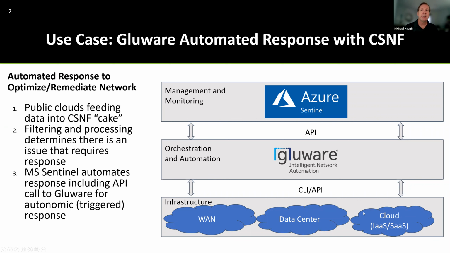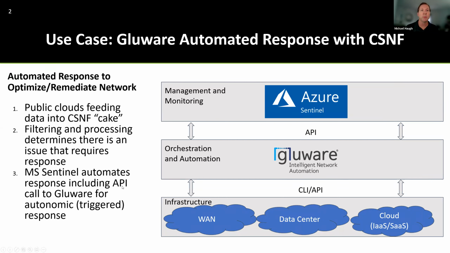So in this use case, as part of CSNF, the cloud instances are pushing data up into the so-called CSNF birthday cake, right? And that information is being filtered and processed to determine if there's a security issue or not. So something in that message determines that there is a security issue taking place, there's a bad actor, and the component that's linking Gluware in is Microsoft Sentinel. It has the ability to automate a response, and it's going to make an API call to Gluware that's going to trigger an autonomic or triggered response for an automated network change or cloud change.